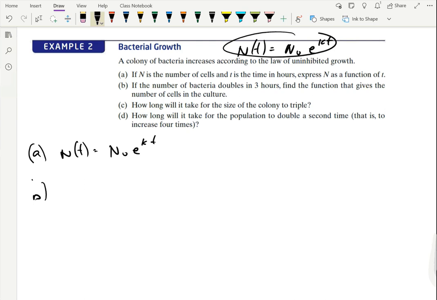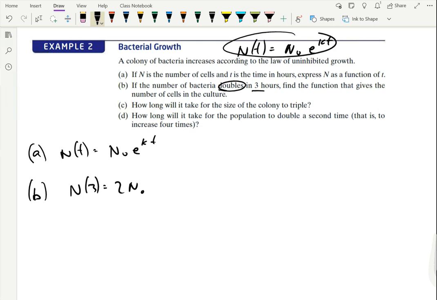So let's move on to letter B then. If the number of bacteria doubles in 3 hours, find the function that gives the number of cells in the culture. So we want to figure out the function that's going to do this. And we know that we double in 3 hours. So one way that we can do this is that I know N of t in 3 hours. So N of 3 is going to be double N sub 0.